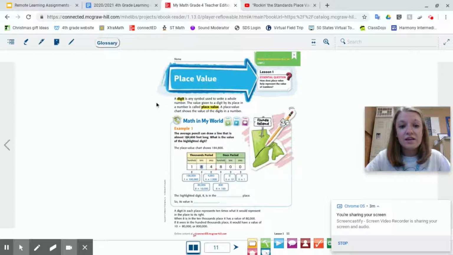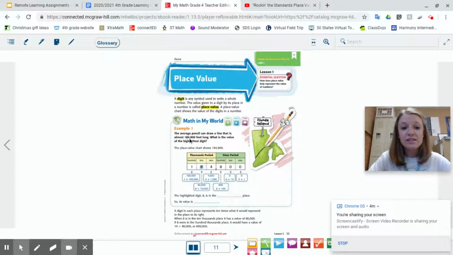The first thing that we always take notice of is anything that's highlighted in yellow in our book. That means it's super important. It's a vocabulary word that we need to know for the lesson. And today I noticed that we have two words that are highlighted for us in yellow, and that's digit and place value. So we need to make sure we understand those terms and be able to apply that to our lesson today. A digit is any symbol used to write a whole number.